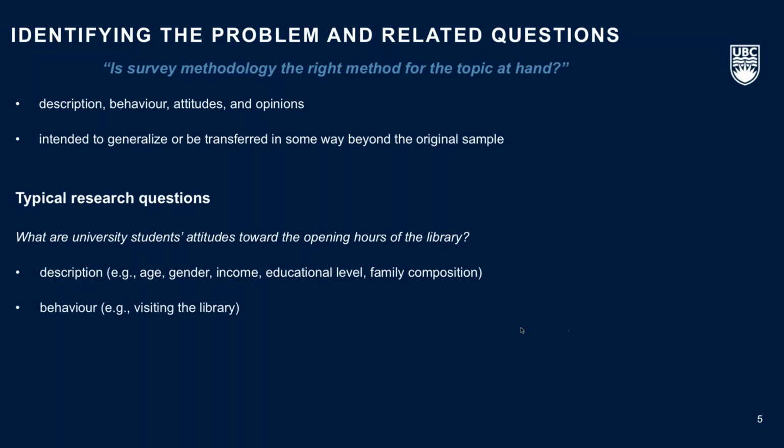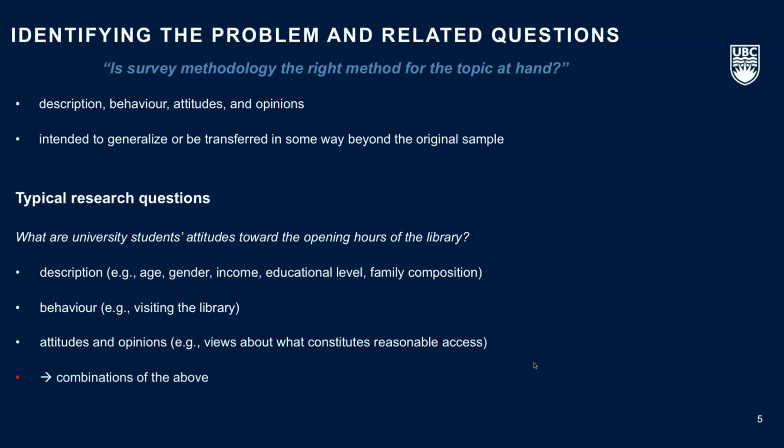Next, we might want to know behavior. It's not necessary. So one behavior could be visiting the library or accessing materials online, for instance. And the third is attitudes and opinions, and this could be views about what constitutes reasonable access. And by adding a few questions like age and gender, you can really expand your survey by combining each of these dimensions. So a relatively short survey can collect a lot of information.